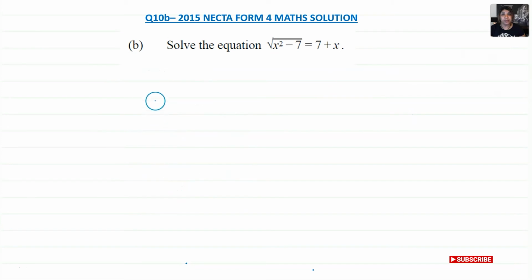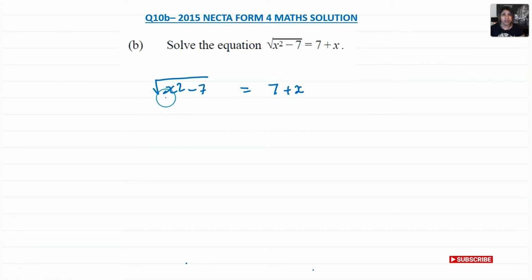Okay, and now for b, we're asked to solve the equation: the square root of x squared take away 7 equals 7 plus x. So I'm going to write it here: square root of x squared take away 7 equals 7 plus x. Solve means find the value of the variable, the unknown. In this case, it is x. So we need to find what x is.